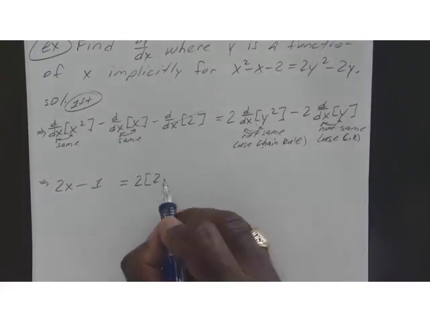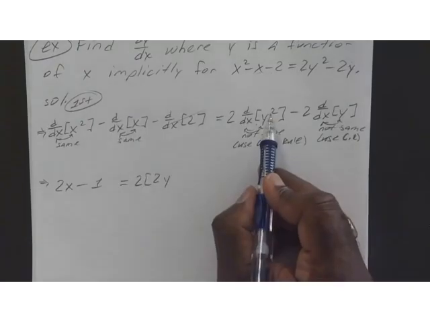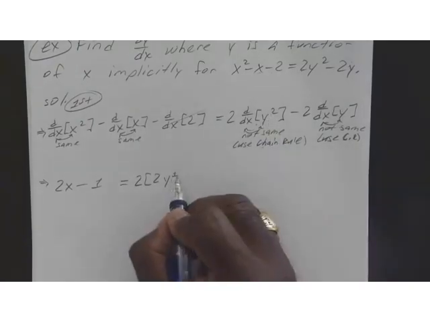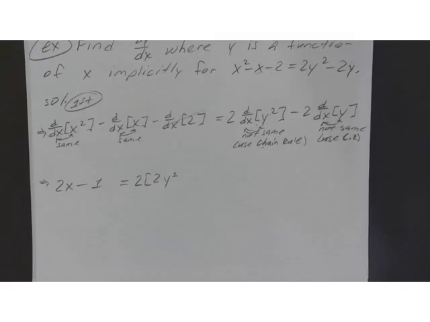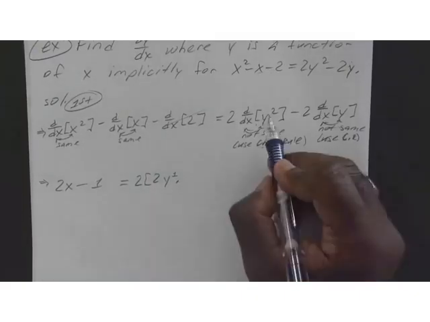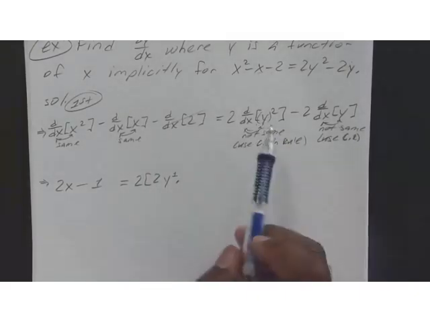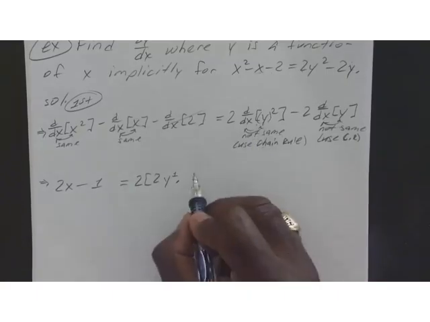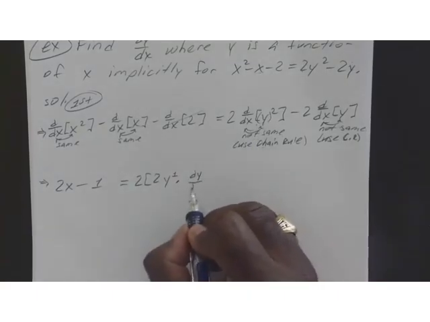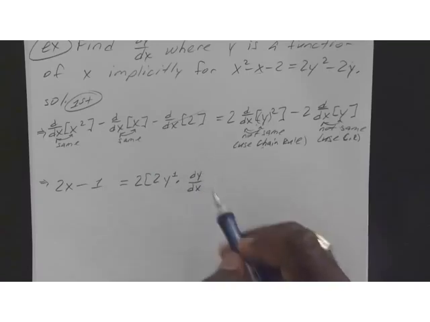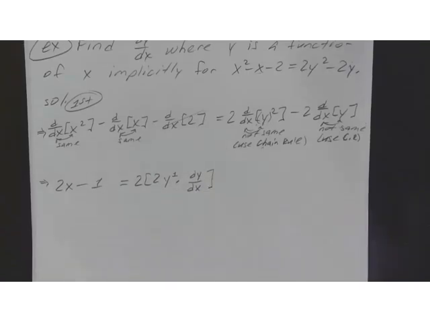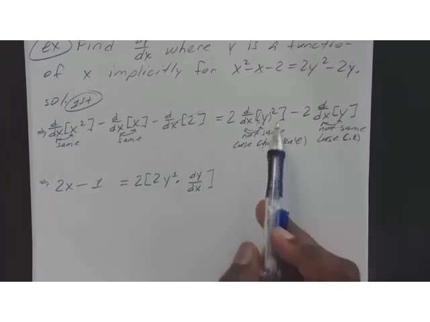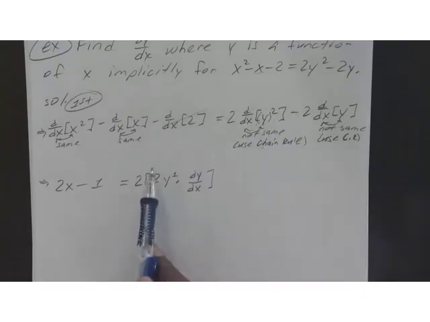So that's going to be 2 times y to the power of 2 minus 1, which is just 1, which you don't have to put the 1 there if you don't want to, times, and again, if you put the parentheses around there, it's the derivative of what's inside, the derivative of y with respect to x. Okay, so this whole derivative is represented by that.